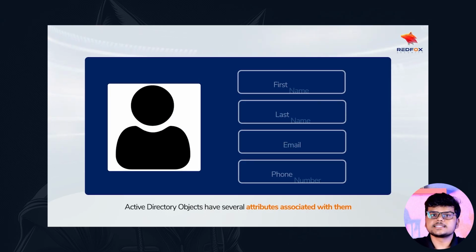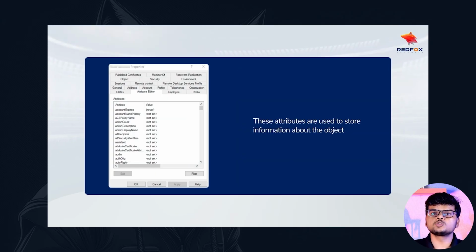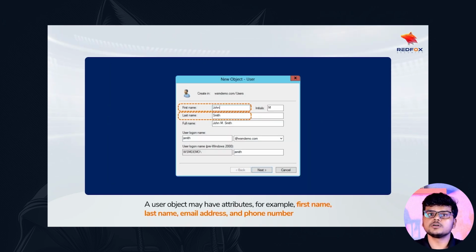Active Directory objects have several attributes associated with them. These attributes are used to store information about the object. A user object may have attributes, for example, first name, last name, email addresses, and phone number.